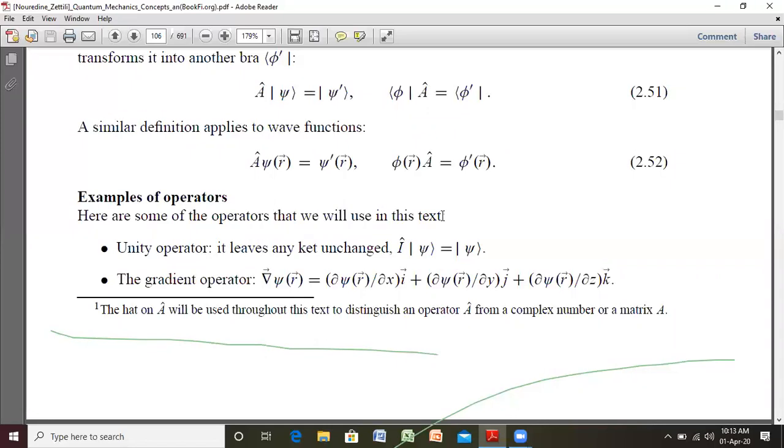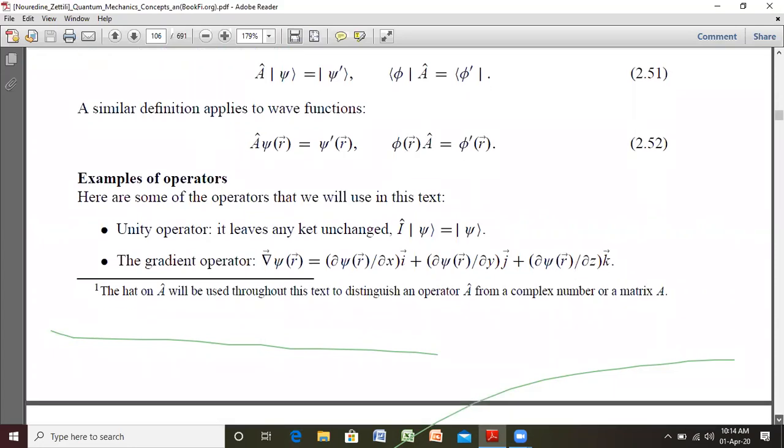There is a gradient operator, just like a differential: partial over partial x into i unit vector, plus partial over partial y into j unit vector, plus partial over partial z into k unit vector. If applied on a function psi of r, this will be partial over partial x into psi, partial over partial y into psi, partial over partial z into psi. And this is called a differential operator or gradient operator. So it will calculate the slope of the wave function.